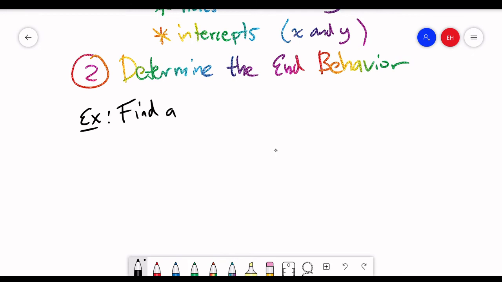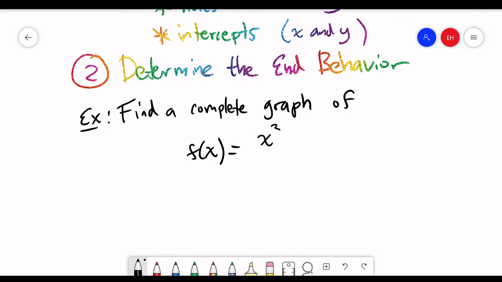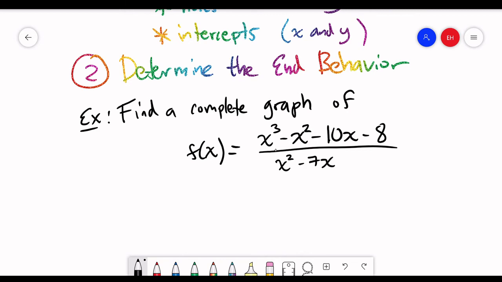So we want to find a complete graph. A complete graph means it has all the things I listed above: the intercepts, any holes or vertical asymptotes, and the end behavior. So here we go. Find a complete graph of f of x equals x cubed minus x squared minus 10x minus 8. And it's a rational function, so I have to have something in the bottom: x squared minus 7x plus 12.